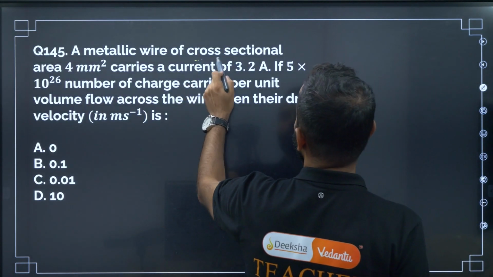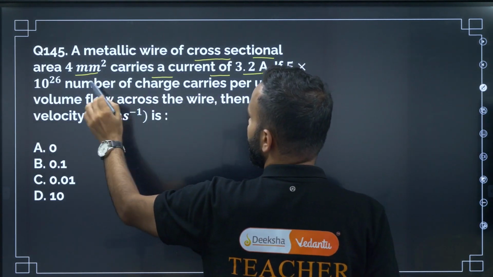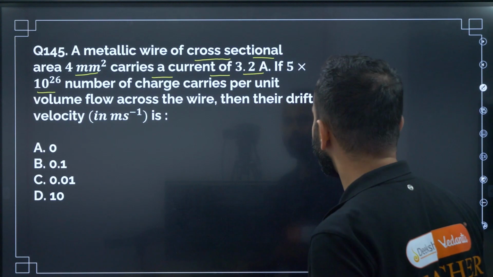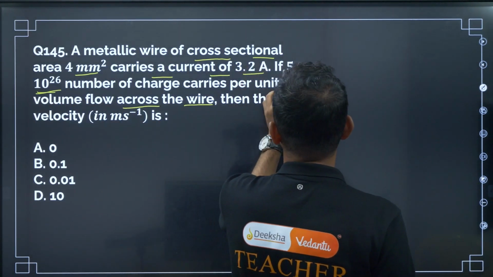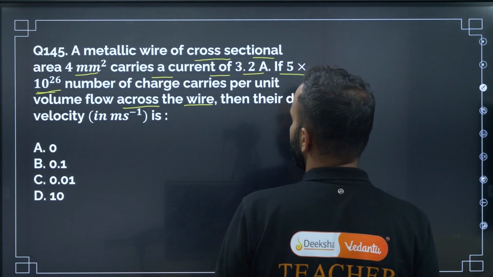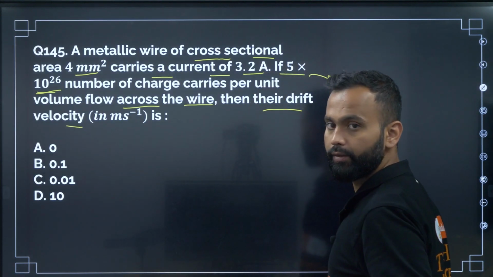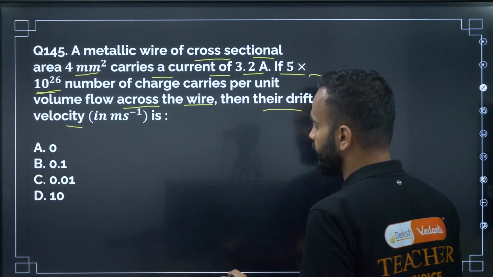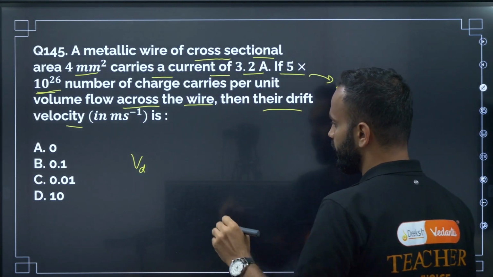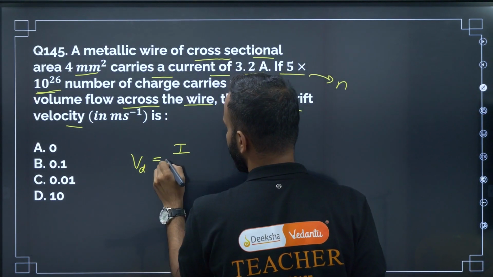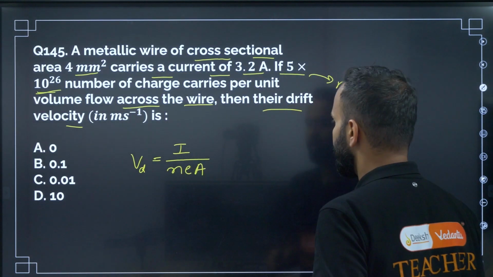A metallic wire of cross-sectional area 4 millimeter square carries current of 3.2 ampere. If 5 into 10 to the power 26 number of charge carriers per unit volume flow across the wire, so this is the number density. Then their drift velocity will be. Okay, we need to find drift velocity, right? So what is the relationship between drift velocity and current? Here drift velocity Vd is equal to current divided by N into E into A, right? I divided by N into E into A.